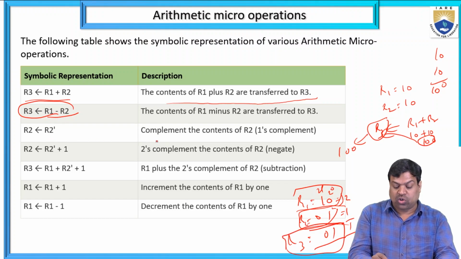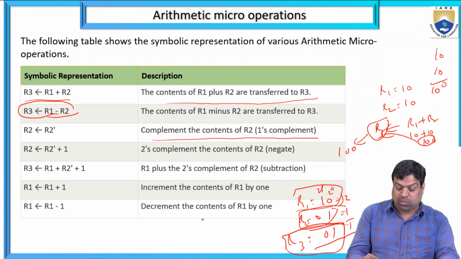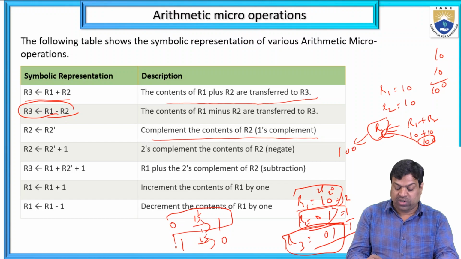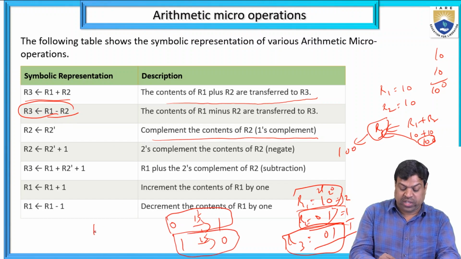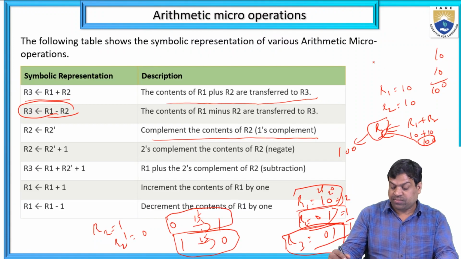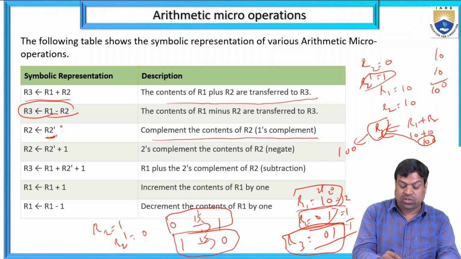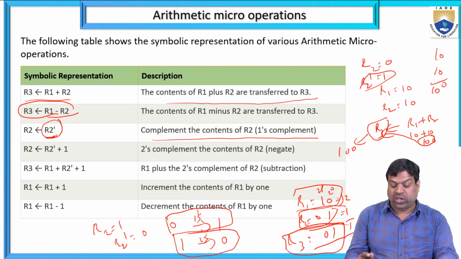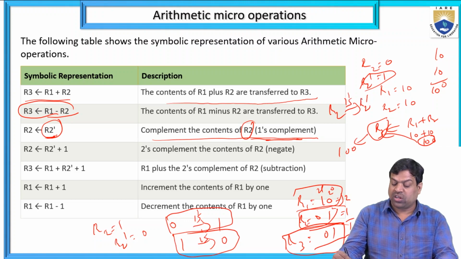Next, R2 tends to R2 complement. The complement of R2 is nothing but the 1's complement. What is a 1's complement? 0 tends to 1, 1 tends to 0. The 1's complement of 0 equal to 1, and the 1's complement of 1 equal to 0. So 0 is converted to 1 and 1 is converted to 0. Here also, suppose I am taking R2 equal to 1. What is the R2 complement? 0. Suppose I am taking R2 equal to 0. What is the R2 complement? 1. So what is the complement of the R2 value? That is R2 bar. The 1's complement of R2 is called R2 bar.